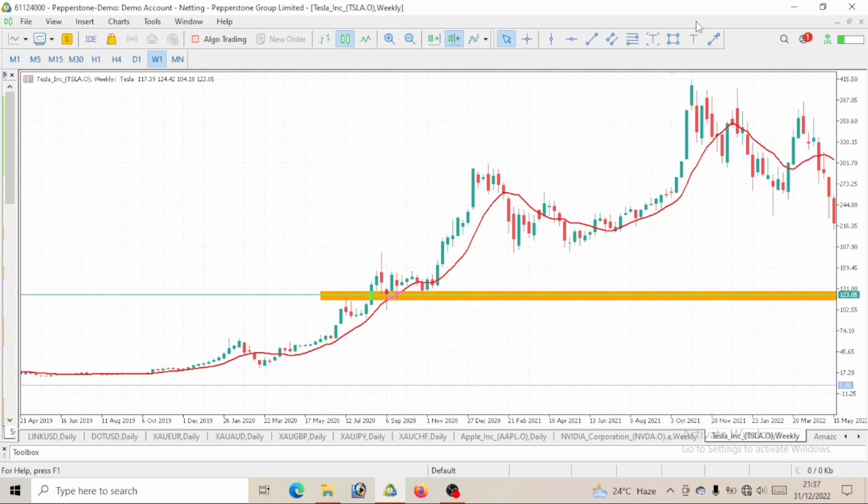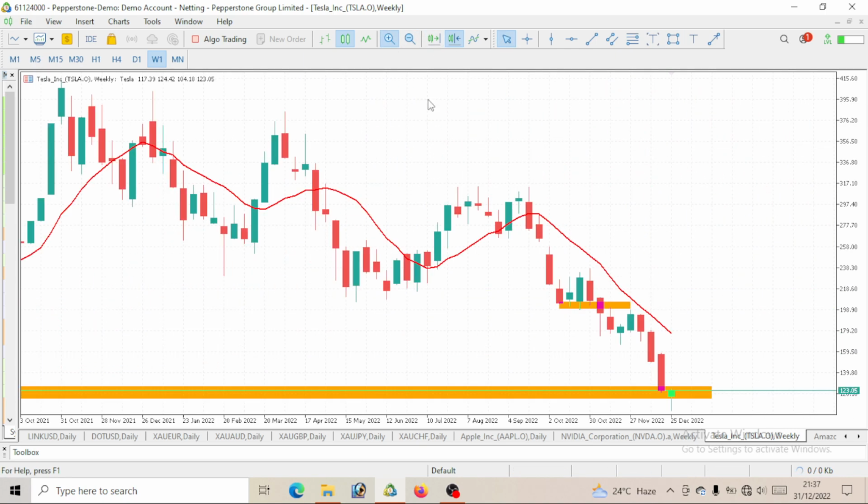Now take a look at this Tesla here. Price once gave us a reaction here. Once price came to the same level, a pullback was made. Once price broke out of it, price gave us a pullback to test the level, right?